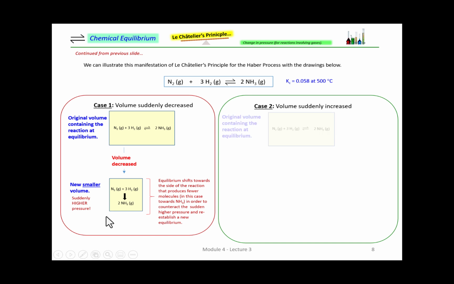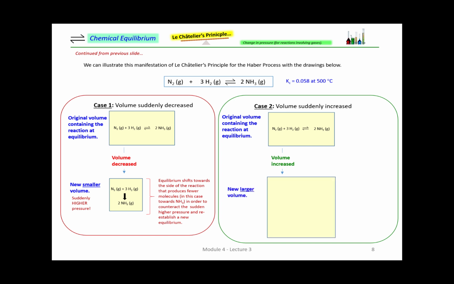In case 2, let's look at the possibility of suddenly increasing the volume. So we start with our original container containing our equilibrium, and let's suppose we suddenly increase the volume, which I've tried to illustrate here by making the box bigger. That's going to cause a sudden drop in pressure. And so the equilibrium says, by LeChâtelier's principle, I'll shift in the direction that counteracts what you just did. So I'm going to shift in the direction that produces more molecules. In other words, it's going to shift back toward reactants and then reestablish a new equilibrium.